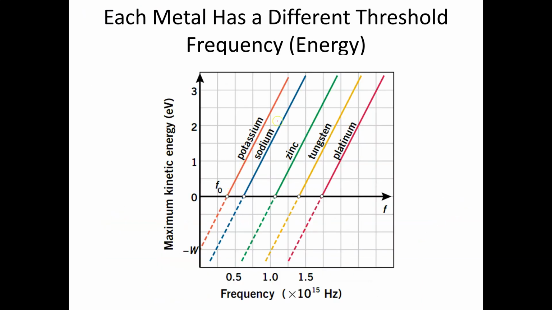You can see different metals have different thresholds. So potassium actually does work with orange. Sodium needs a minimum of blue. Zinc needs a minimum of green. Tungsten a minimum of yellow. And platinum, you can actually get away with red. So different substances have different minimum frequencies you need in order to cause excitation. And that's the important takeaway here, that not all metals are the same. Some require more energy, some require less. You don't have to memorize it, but just understand every metal has a unique amount of energy it needs to cause excitation.